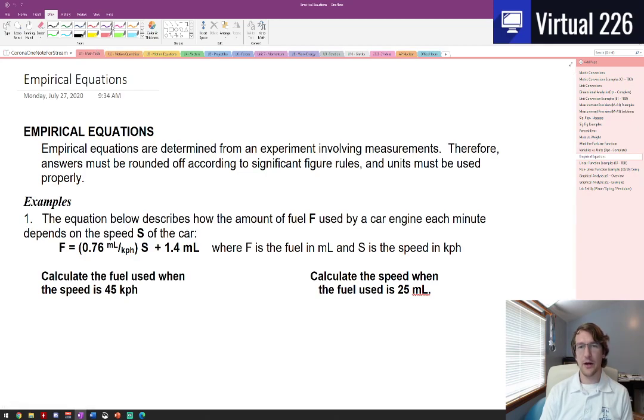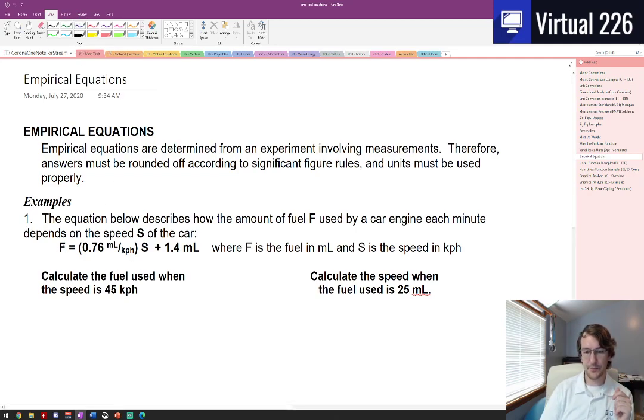Okay. Now, what empirical equations are doing is we're taking some function, but we're creating that function out of an experiment involving measurements, okay? Because of this, though, our answers have to be rounded according to sig fig rules, and we have to make sure we're using our units properly. So let's take a look at an example of a function from an empirical measurement, okay?